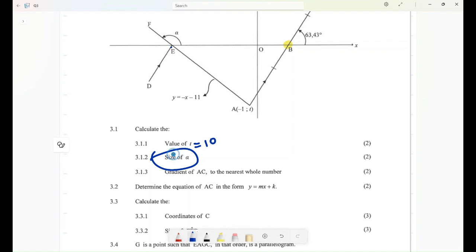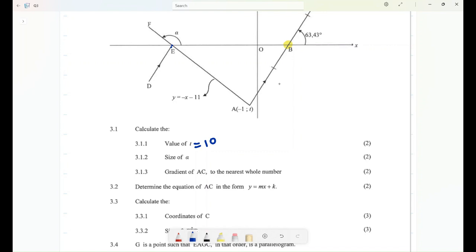Then now, size of alpha. Here is our alpha, right? Remember, how do we find the angle of inclination? It is an angle measured from the horizon. From here to whatever. Can you see that that is an obtuse angle, because this is 90. This one is extended, so I'm expecting a larger value.